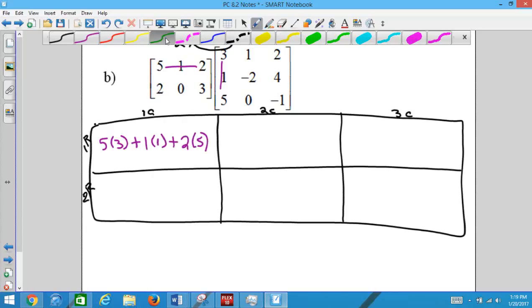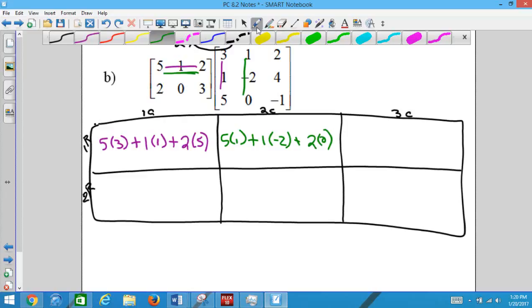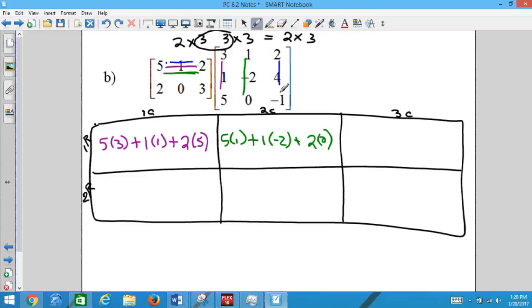I said this is kind of like the distributive property because now we're going to do first row, second column. So you're taking the first row to each column. So first row, second column, we're going to do 5 times 1 plus 1 times negative 2 plus 2 times 0. Now we're going to do first row, third column. And that's going to go in the spot of the first row, third column. 5 times 2 plus 1 times 4 plus 2 times -1.